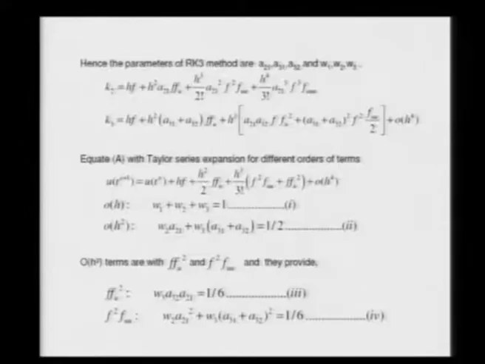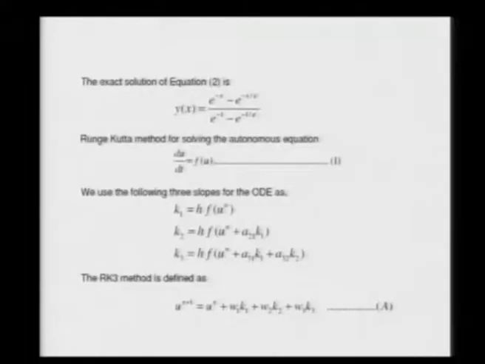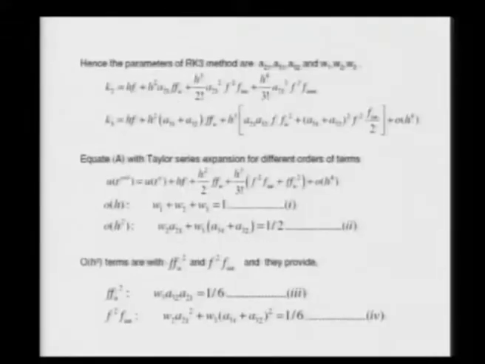Having obtained the expressions for k2 and k3, we can expand them in terms of a series as given here: k2 is equal to h f plus h square a21 f f u, then h cube by factorial 2 a21 square f square f u u, and h4 by 3 factorial a21 cube times f cube times the third partial derivative of f with respect to u. Please understand that since we are interested in a third order method, we retain terms up to h4 to get the truncation error term, which is going to be proportional to h4.